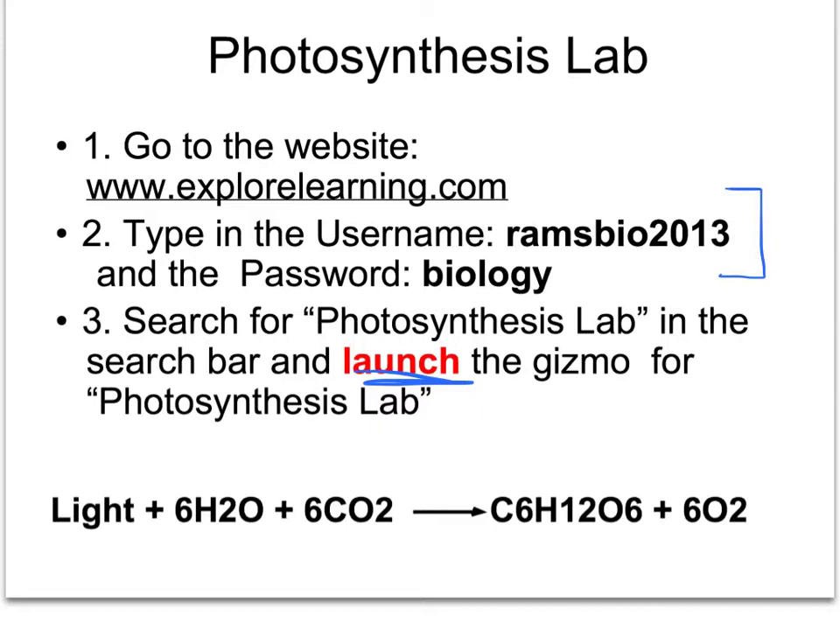This lab that you're going to be doing today, you're going to be looking at factors that affect the rate of photosynthesis. One way to think about the factors that might affect the rate of photosynthesis is to look at the overall equation. If you look at this overall equation, what are some things that you think could affect the rate of photosynthesis?